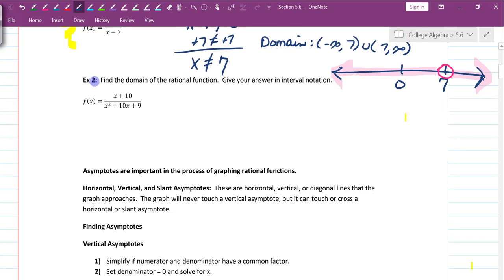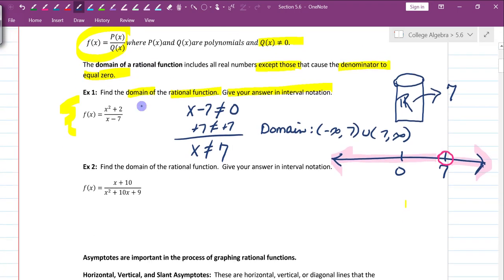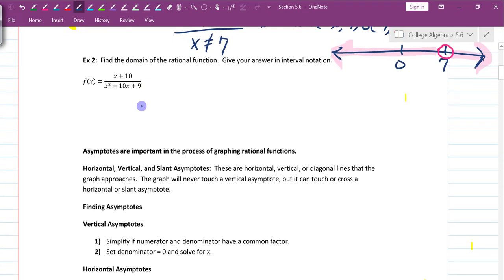Find the domain of the rational function. Give your answer again in interval notation. Again, we're going to look at the denominator and examine it to find the domain, saying that x squared plus 10x plus 9 cannot equal 0. I'm going to change the color of my highlighter here. There we go, I like that better. I think you all can see through it a little bit easier. So we're going to factor this.